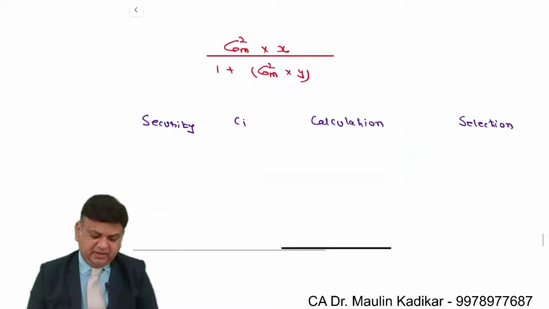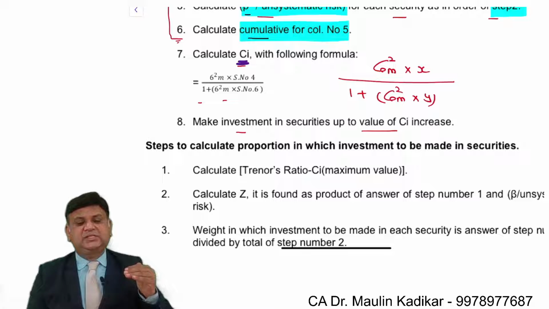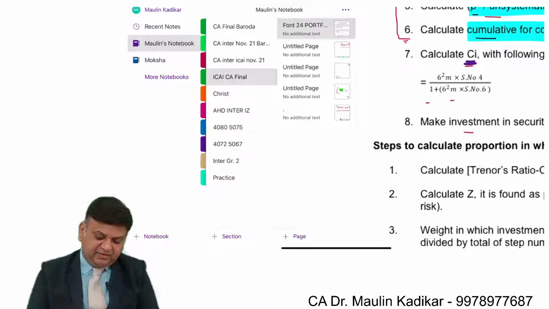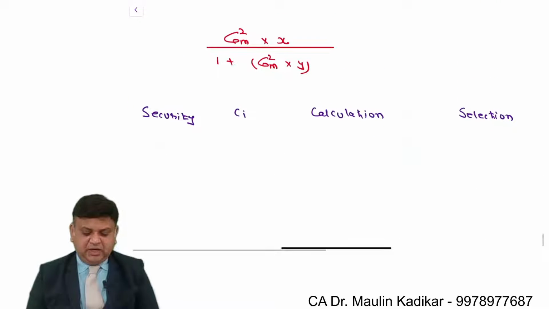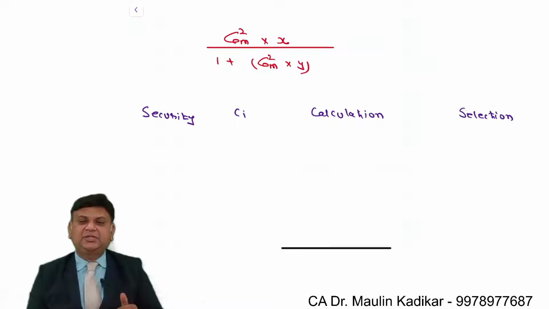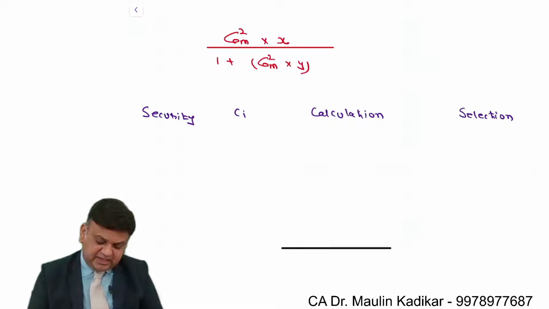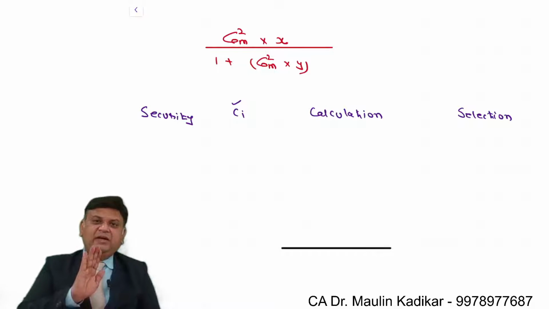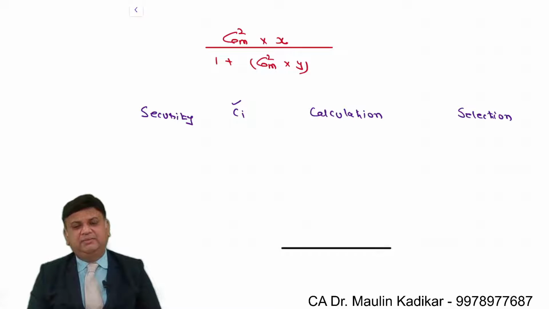The selection is required to be made in a way that, till the time the Ci value increases, we should make investment in that many securities. So it may happen that we will make investment in 5 securities, or 3 securities, or any other number of securities. Logically you can understand that this calculation is required to be performed till the time Ci increases. Afterwards, making calculation does not make sense, because once Ci value drops down, it will drop down consistently. So we don't have to make any calculation later on, but still this is the initial question, so we are going to do the entire answer.